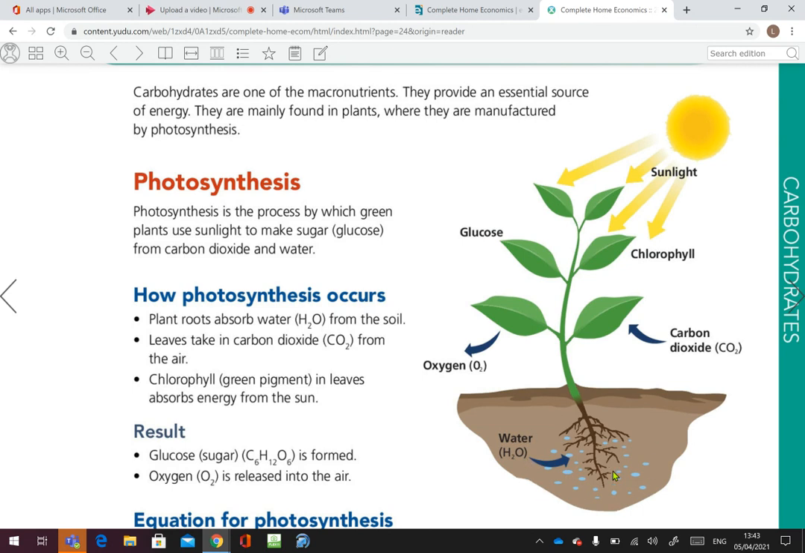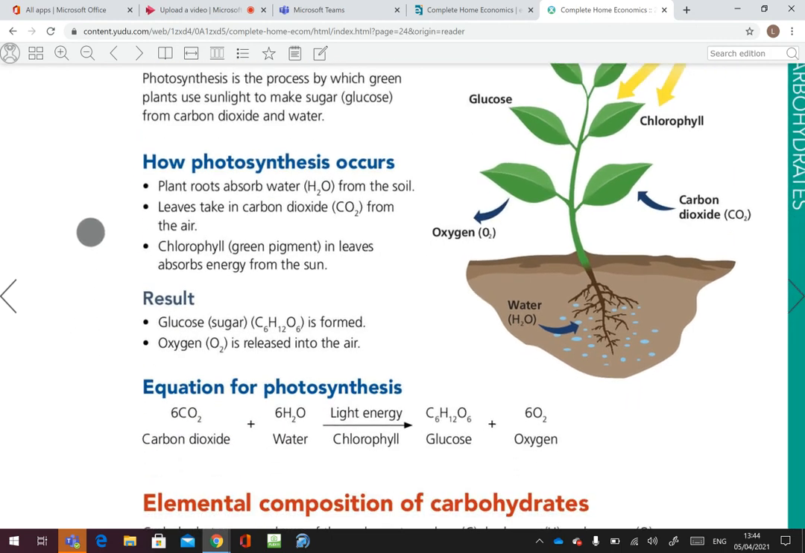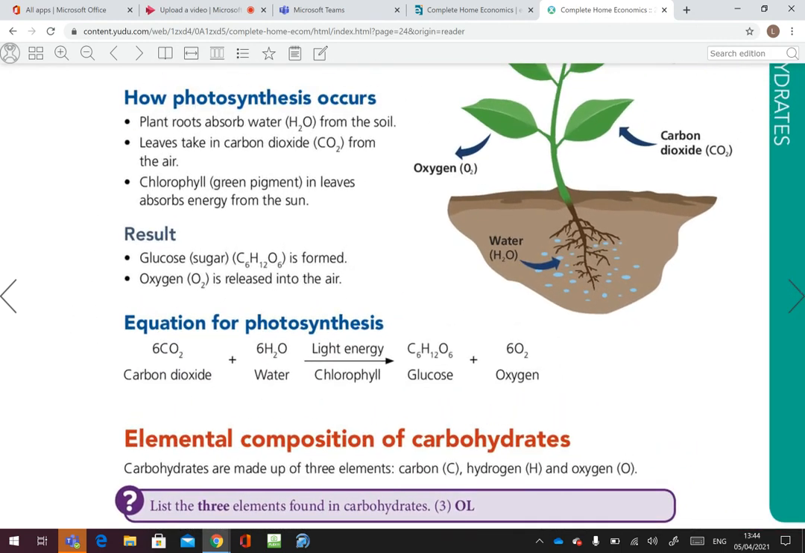And down here in the soil, the roots are taking in water, or H2O. And the chlorophyll, which causes the green in plants, takes in the sunlight. Okay, so there's three things happening. Carbon dioxide is being absorbed, water is being absorbed by the roots, and chlorophyll is taking in the sunlight. Okay, what happens then is glucose, C6H12O6, is formed.